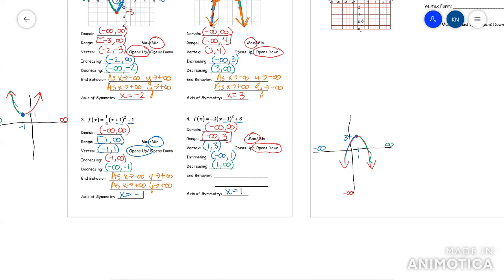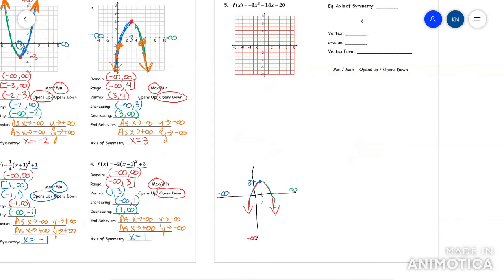And then the end behavior, both of these are going down at the end. So as x goes to negative infinity, that's hopping on the line and going left. My y value, my arrow at the end, is going down to negative infinity. And as x goes to positive infinity, your y value is going down to negative infinity, like that.